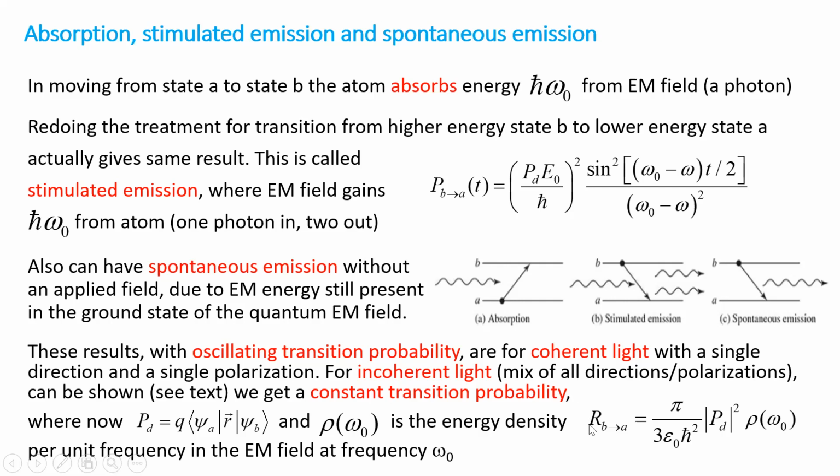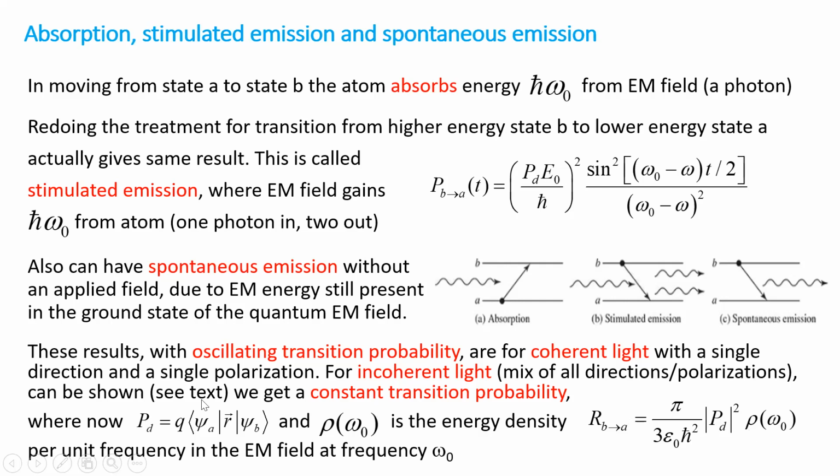And it looks like this. The rate of transition from B to A, so this is from the upper to the lower energy state, so this would be for stimulated emission by incoherent light, turns out to be this constant out in front, π over 3ε₀ħ², times the dipole matrix element squared, times ρ(ω₀). Okay, and I'll explain what those are just now.